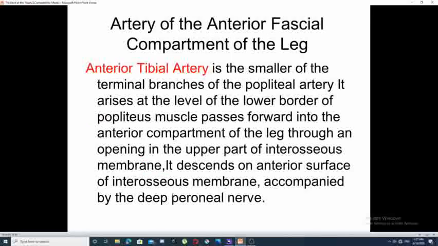Artery of the anterior facial compartment of the leg. The anterior tibial artery, which is the smaller of the terminal branches of the popliteal artery, arises at the level of the lower border of the popliteus muscle and passes forward into the anterior compartment of the leg through an opening in the upper part of the interosseous membrane, and it descends on the anterior surface of the interosseous membrane. It is accompanied by the deep peroneal nerve.